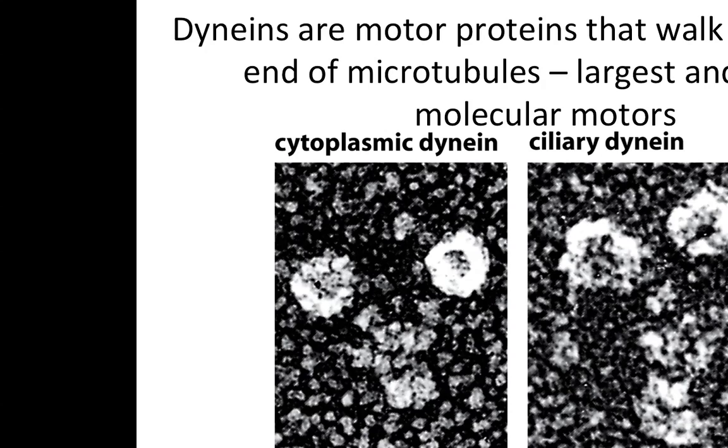Dyneins are motor proteins that walk to the minus end of microtubules. They're the largest and fastest molecular motors. There are different kinds; again, these are all families of proteins. There's cytoplasmic dynein and ciliary dynein, also called axonemal dynein, which drives the beating of cilia and flagella. Cytoplasmic dynein is important for vesicle trafficking and localization of the Golgi near the cell center, where it should be.